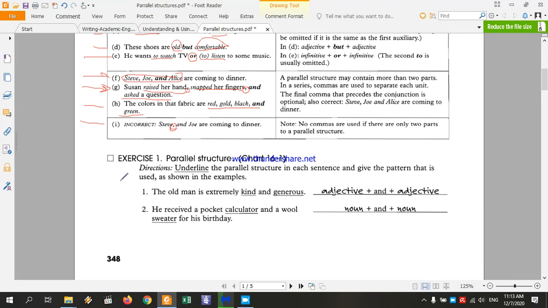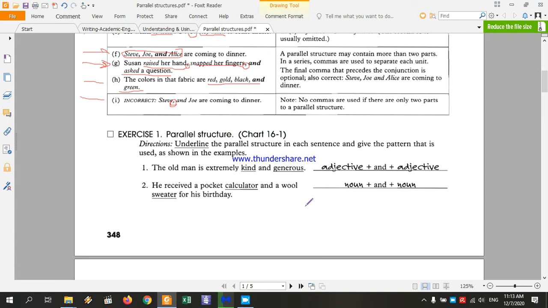Let's take a look at some of the exercises. Okay, exercise 1. Here we're going to have some underlined parts and we're going to define what parts of speech they are. Example 1. The old man is extremely kind and generous. Here, and is preceded by an adjective and followed by an adjective as well. Number 2. He received a pocket calculator and a wool sweater for his birthday. Here is our and it's preceded by a noun and it's followed by a noun.